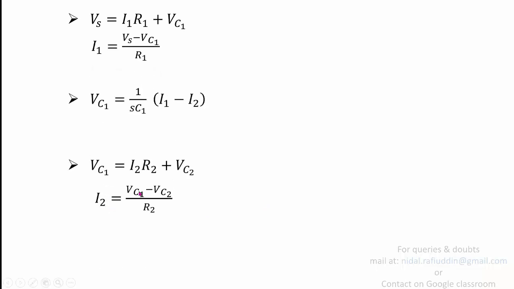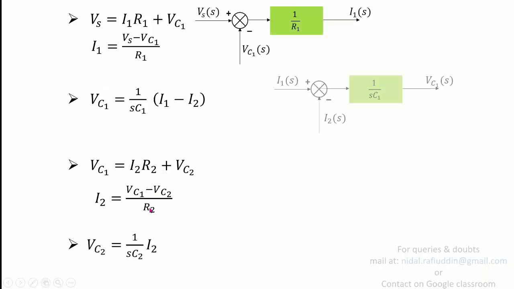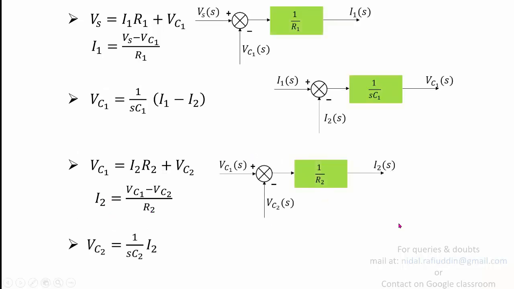Alright, so I2 gave you VC1 minus VC2 upon R2, and for this you have this particular block representation. So you have VC1 minus VC2 fed to the comparator. Since VC2 is being subtracted, you have a minus sign here, and then this is multiplied by the gain or the transfer function 1 upon R2 in order to give you the current I2.